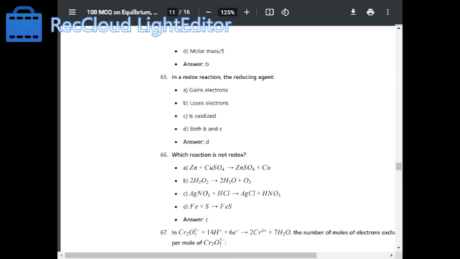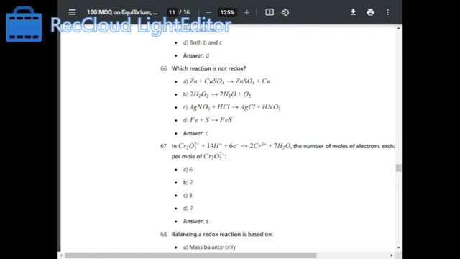Question number 66. Which reaction is not a redox? Zn plus CuSO4 gives ZnSO4 plus Cu, it is a redox. 2H2O2 gives 2H2O plus O2, it is also a redox. AgNO3 plus HCl gives AgCl plus HNO3, it is not a redox reaction. Hence option C is correct.